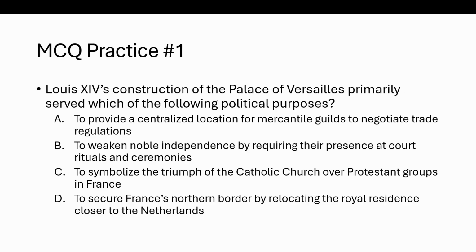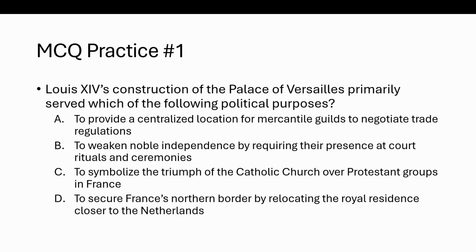Is it B, to weaken noble independence by requiring their presence at court, rituals, and ceremonies? Is it C, to symbolize the triumph of the Catholic Church over Protestant groups in France? Is it D, to secure France's northern border by relocating the royal residence closer to the Netherlands? I'll give you a moment to answer. So the correct answer would be B in this instance.